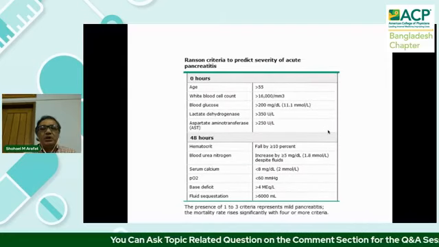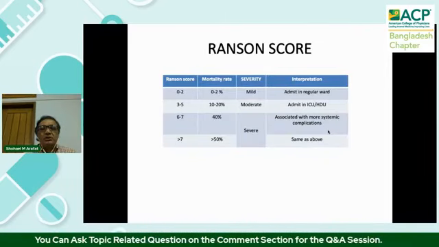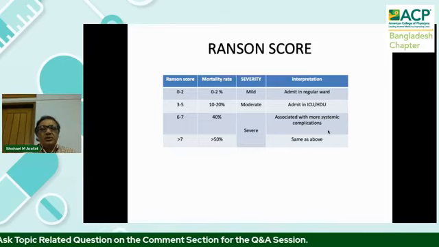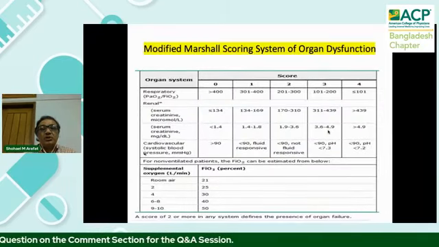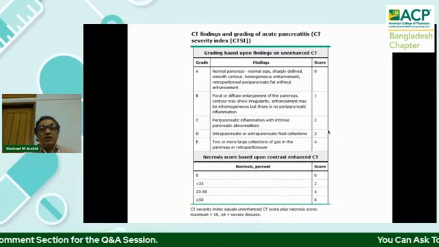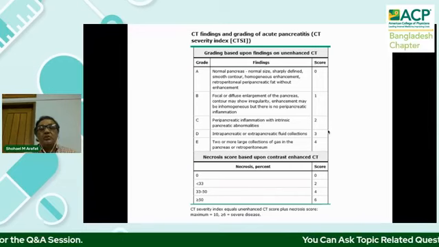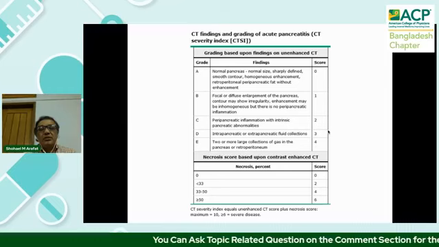There are a lot of scores: the Ransom score, the Marshall scoring system, and there are some CT findings also. They guide us to assess the severity of the patients. I am not going into details because it is already too late. We can use these in different setups, and they are available.